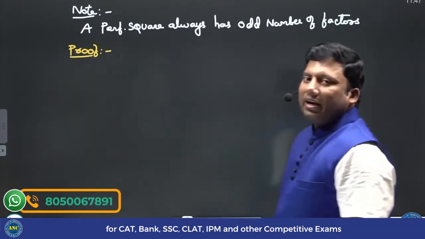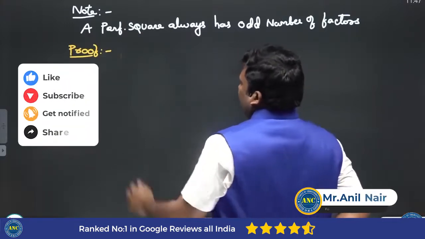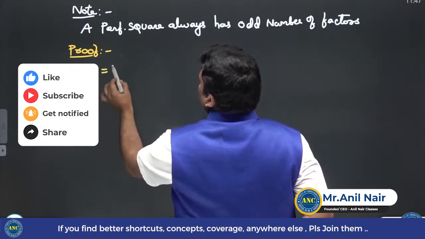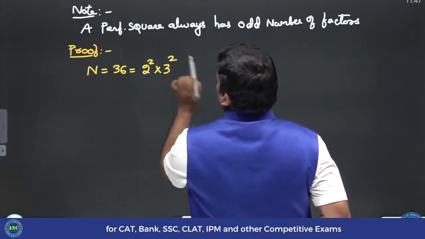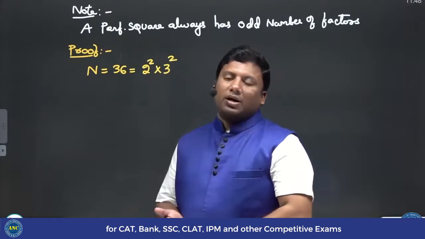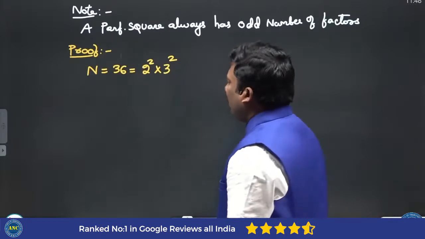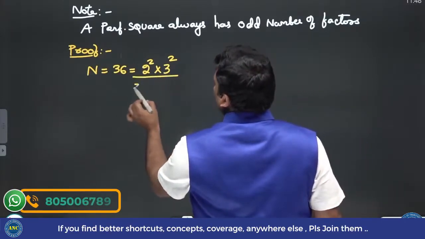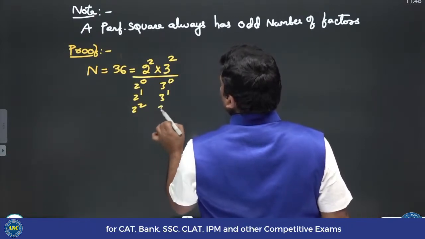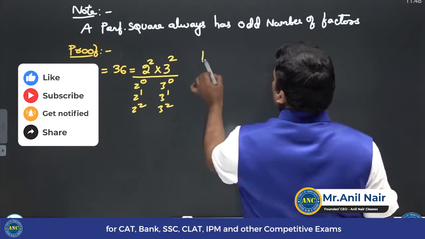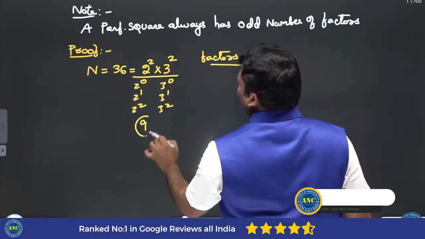Proof. I will do it with an example, and I'll do it with a concept. Suppose n is 36. 36 is 4 into 9. 4 written as a power of a prime number is 2 square, and 9 is 3 square. So 2 square into 3 square. Totally, how many factors are there? 2 power 0, 2 power 1, 2 power 2; 3 power 0, 3 power 1, 3 power 2. If I list all the factors, in total I get 9 factors.